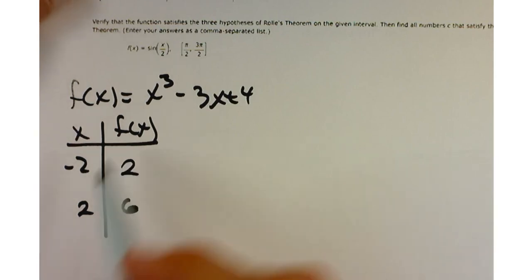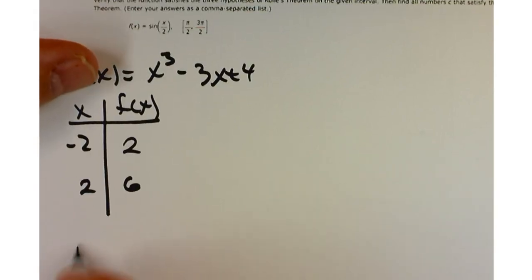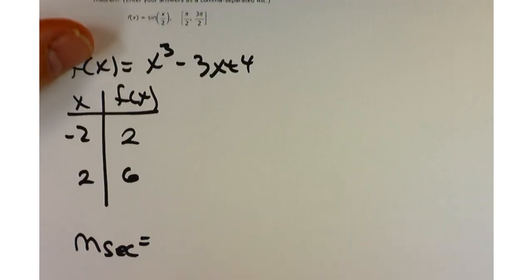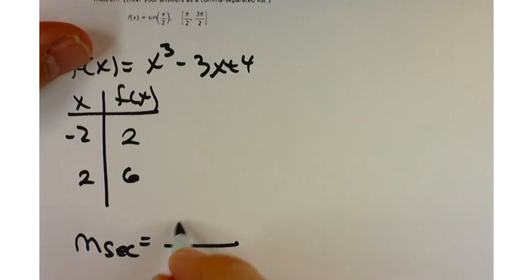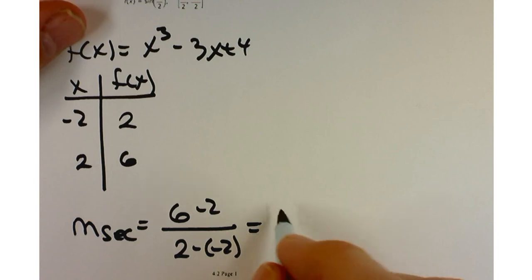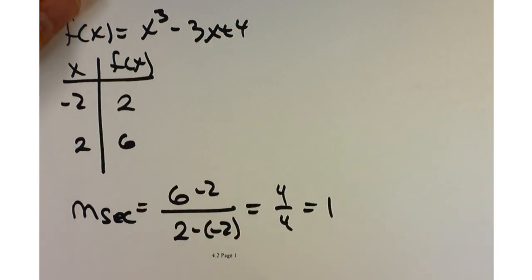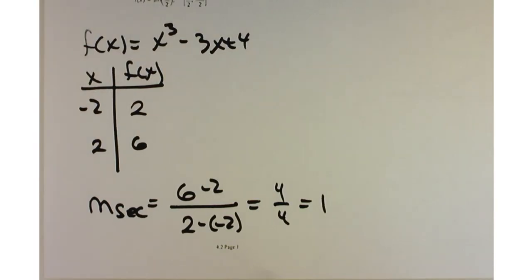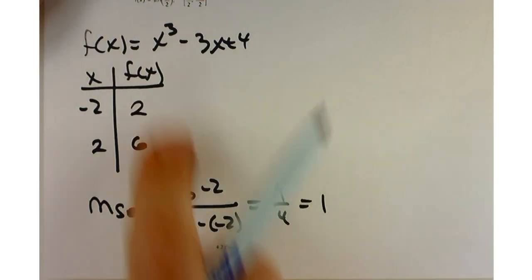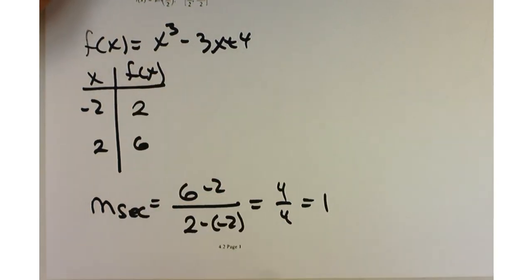so let's figure out the slope of the secant line first. M sub secant would be 6 minus 2 over 2 minus negative 2, which would give you 4 over 4 or 1. So on average, the function is increasing with a slope of 1. That's the average rate of increase. What the mean value theorem tells us is that someplace in between negative 2 and 2, we should find a place where the derivative is equal to 1. So let's see if we can't find that.